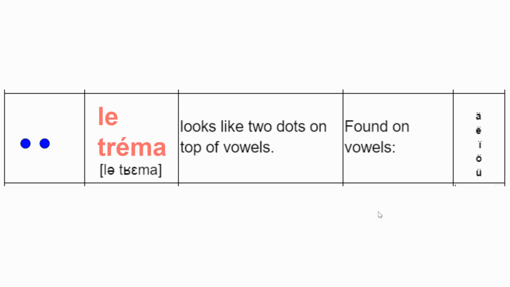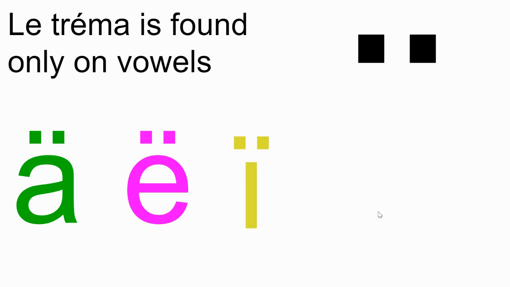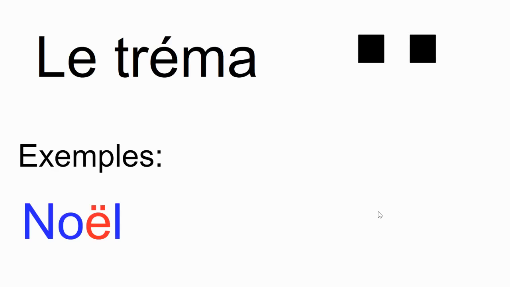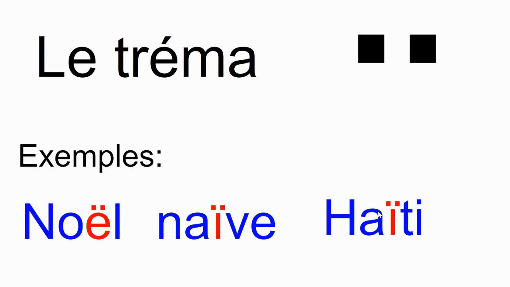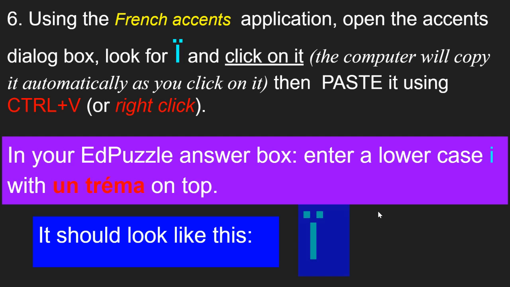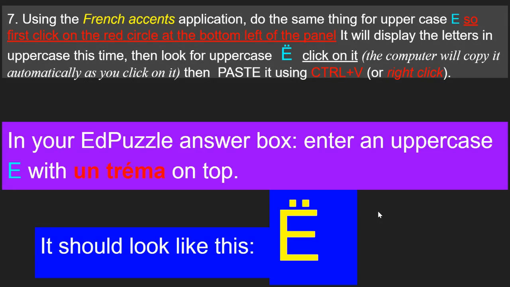Okay, next is le tréma. Le tréma is two dots on top of a vowel. Le tréma, that's how it's pronounced. You'll find it on vowels, A, E, I, O, U. Examples: Noël, naïve, Haïti. Okay, so using the French accent application, give me a lowercase e with tréma. Okay, now for an uppercase, give me an uppercase E avec tréma.